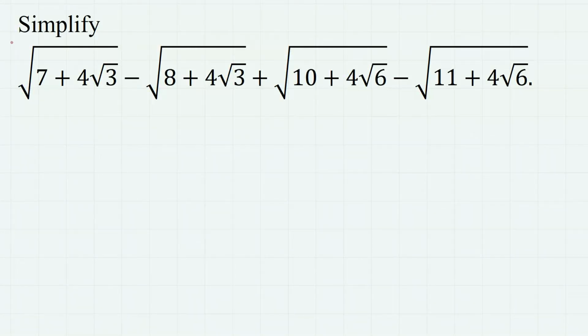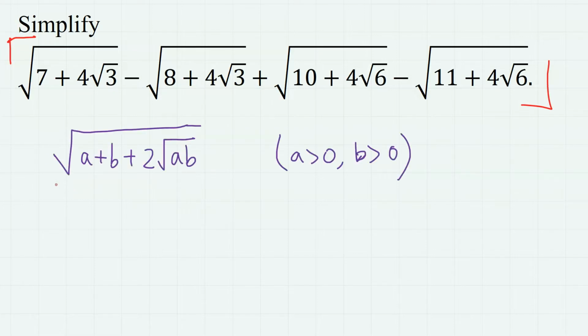Today we are going to simplify the following expression with several nested radicals. Now if you want to do it yourself, please pause the video right here, and for the rest, there are a couple of ways we can deal with nested radicals, but here I am going to use the denesting formula that can be applied to the nested radicals in this form. Square root of a plus b plus 2 times square root of ab.